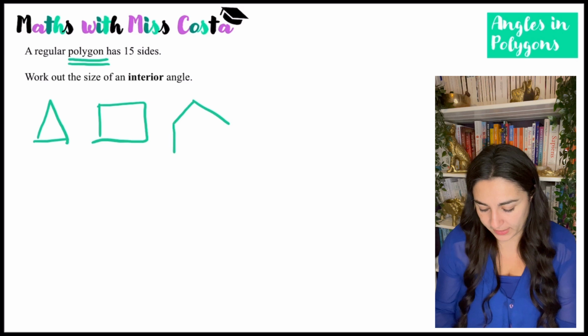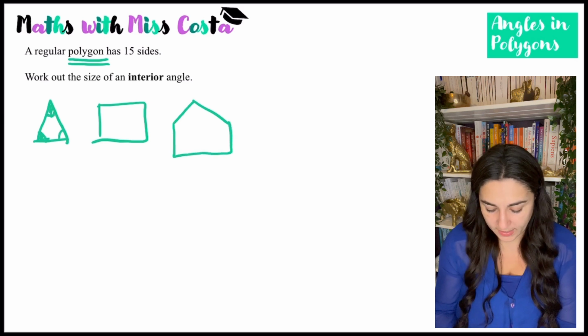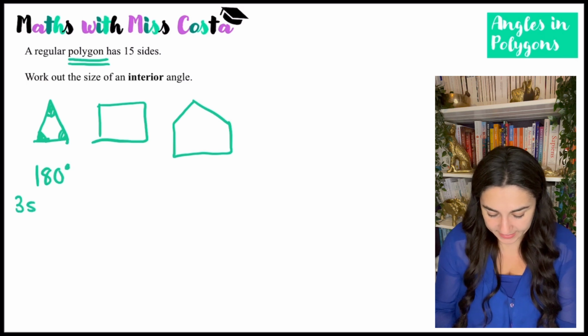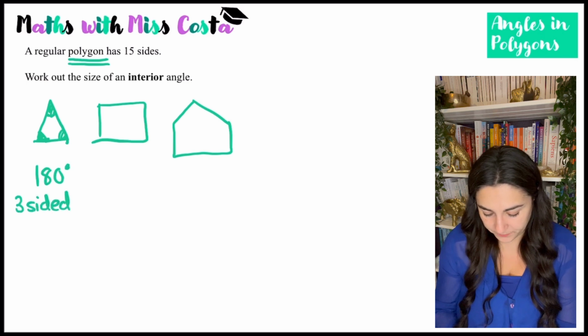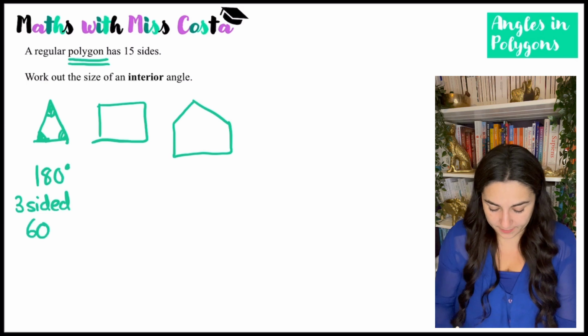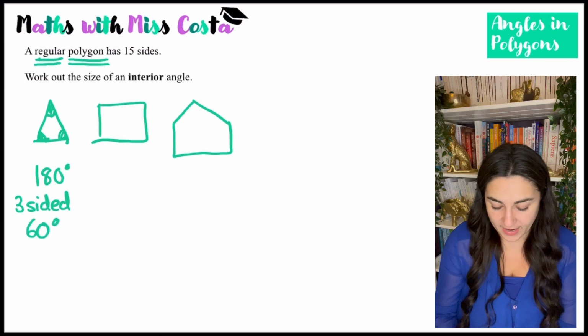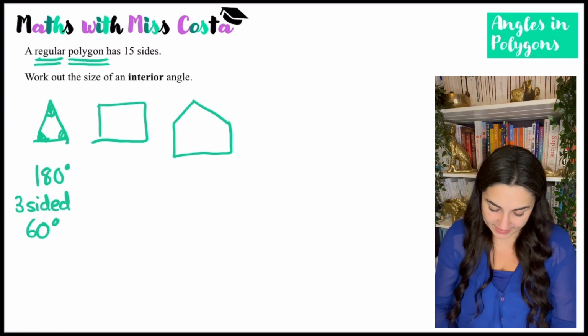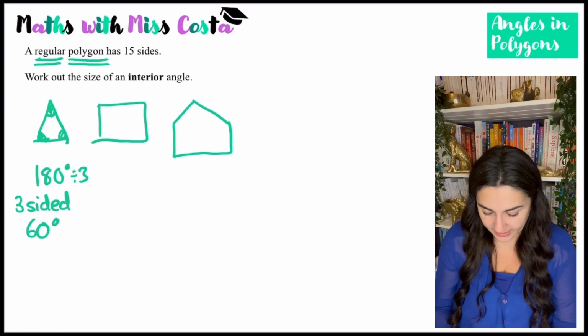pattern is with polygons. So over here, you know that a triangle has 3 angles that must sum to 180 degrees. So a 3-sided shape, each angle must be 60 degrees. Now, regular means that each angle on each side is exactly the same. So that's why I do 180 divided by 3. There are 3 angles, so it's 60 degrees.